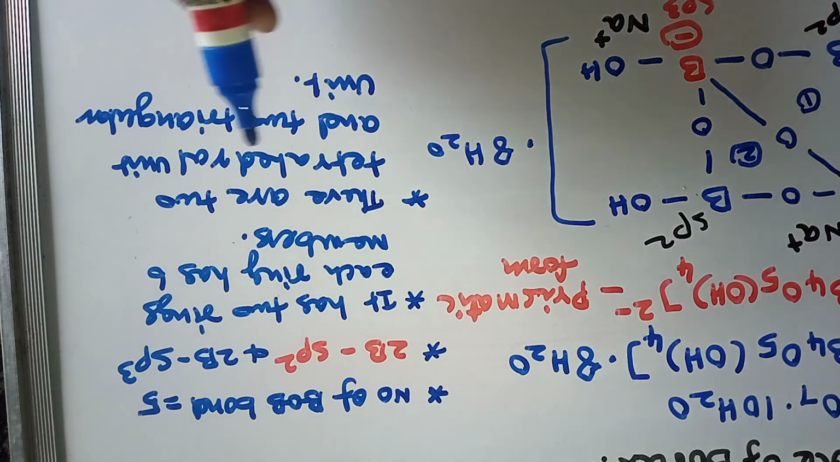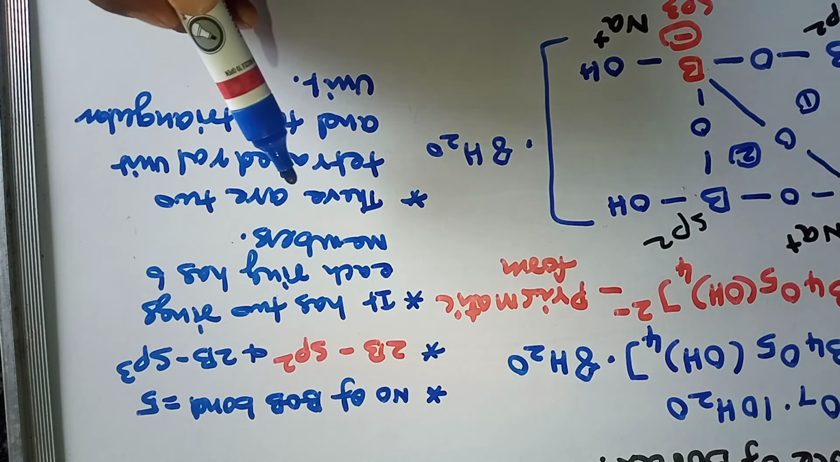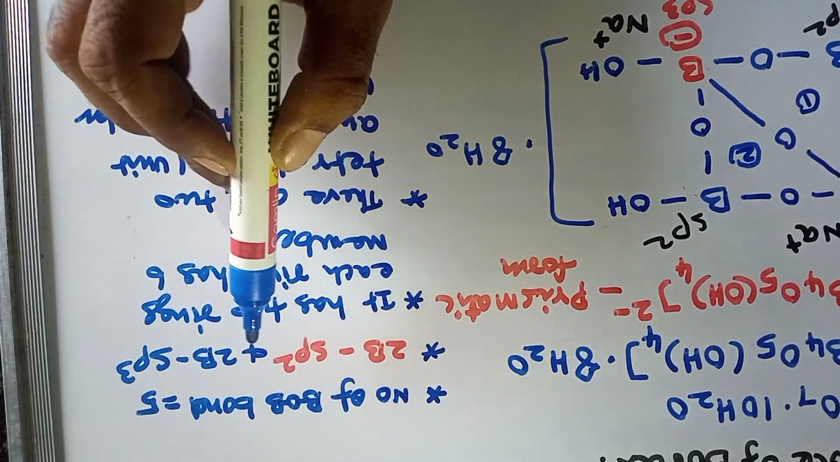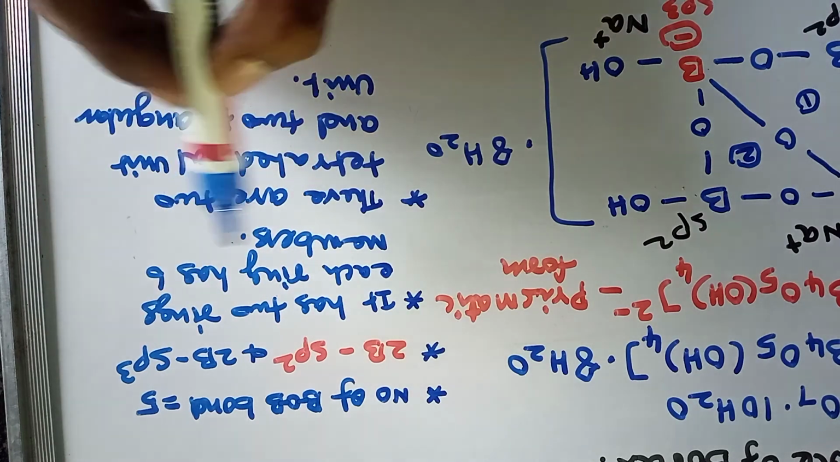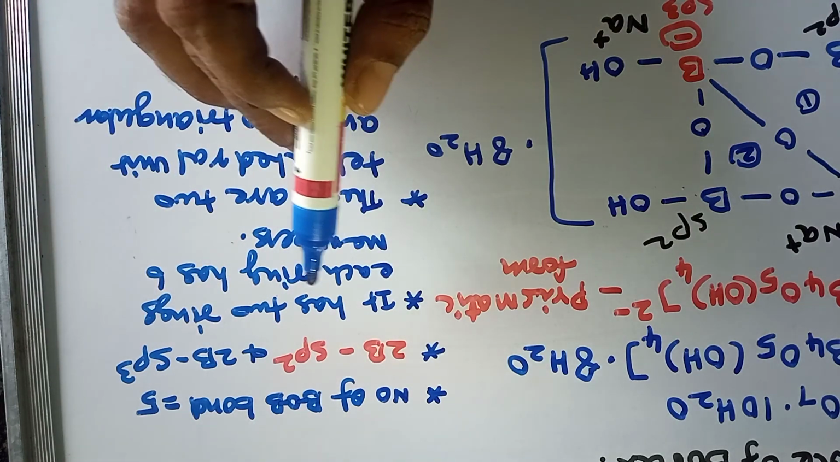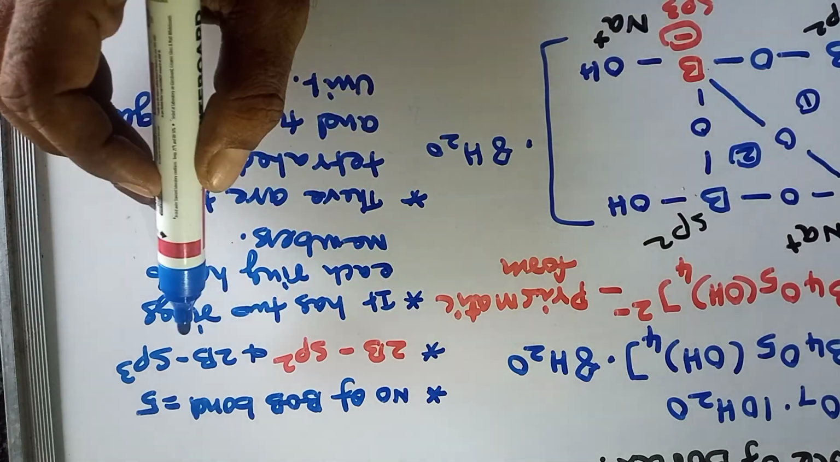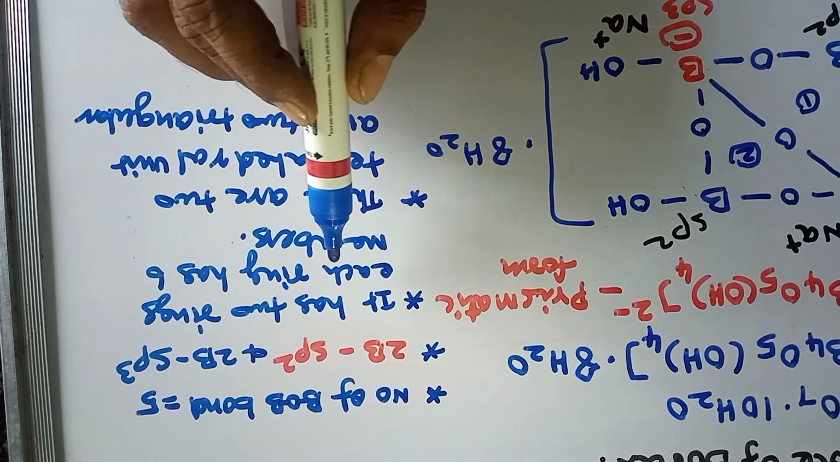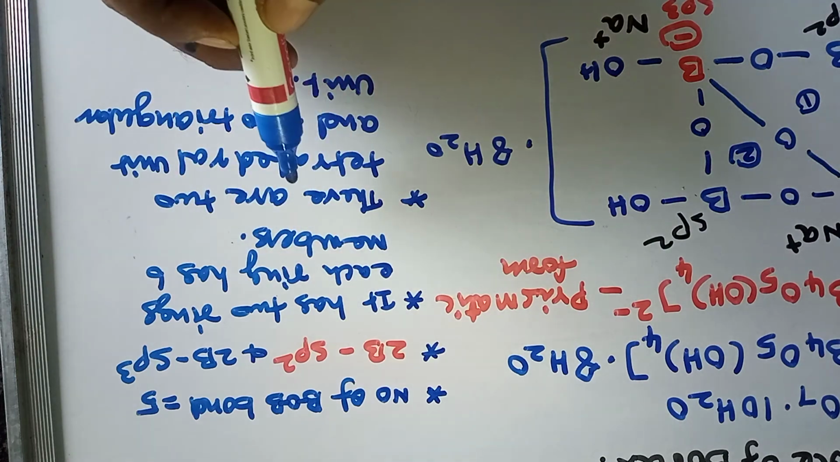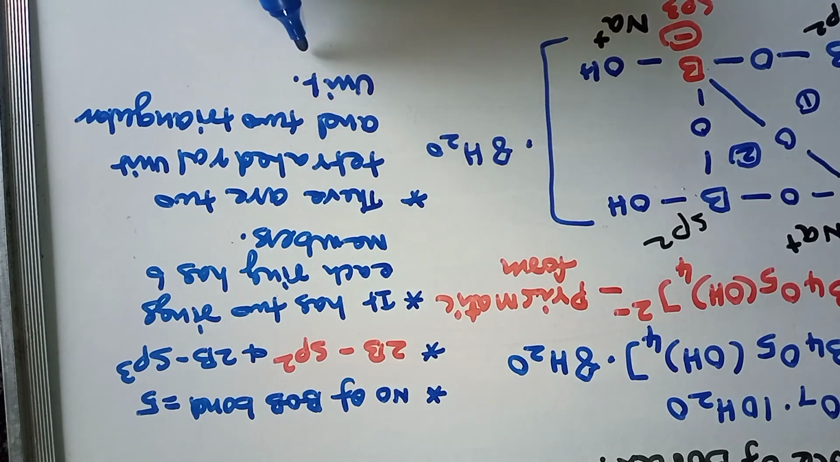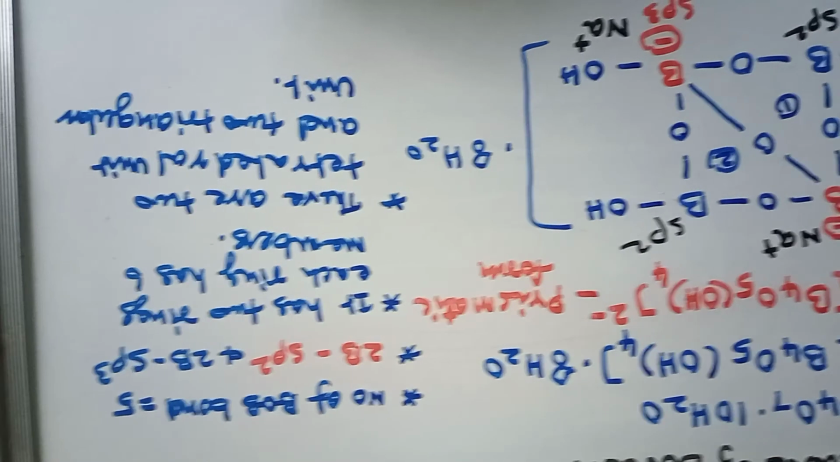These are very important NEET questions. In borax, how many B-O-B bonds? There are 5 B-O-B bonds. What is the hybridization of boron in borax? 2 borons are sp2 hybridized and 2 borons are sp3 hybridized. It has 2 rings. Each ring has 6 members or 6 atoms. There are 2 tetrahedral units and 2 triangular units. This is a very important NEET and IIT JEE based question.